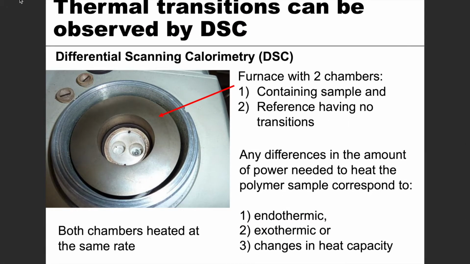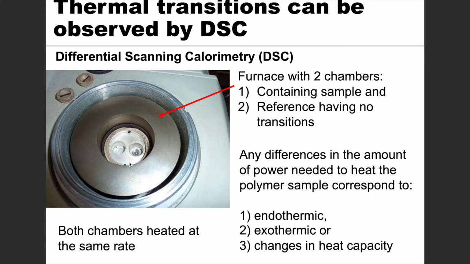Okay, so in this video, we're going to be talking about DSC, or differential scanning calorimetry. And this is an example of a commercial DSC that you see here in the picture. So inside of the DSC chamber, there's actually two chambers. So it's a furnace that has two separate chambers.